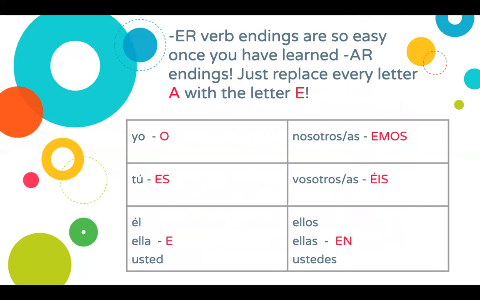ER endings are very easy once you've learned AR endings. You just replace every letter A with the letter E. So your ER verb endings are O, ES, E, EMOS, ÉIS, and EN.